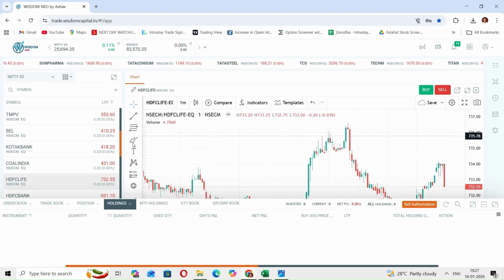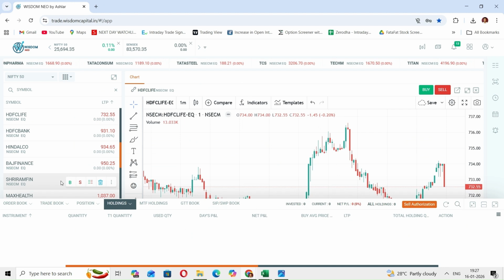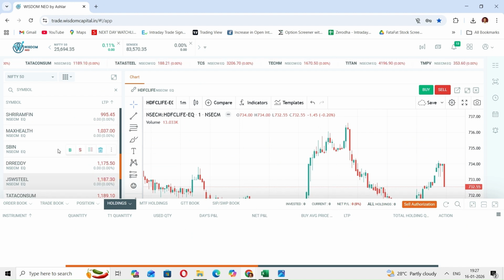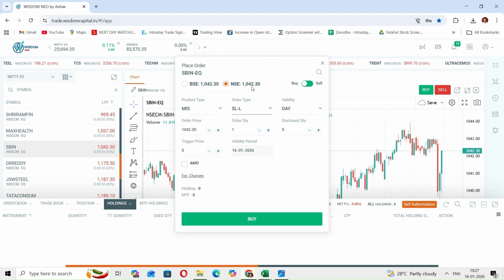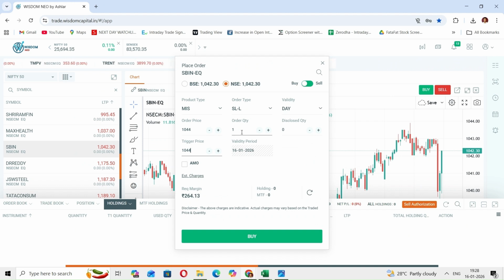Now let's move on to the last trade. Let's take an example of SBIN. MIS, SLL. Suppose here I want to take a buy trade. Current price is 1042.3. As per setup, my buying price is around 1044, for example. I'm not explaining the setup or chart here because everyone knows how to check the chart and which price we should take for taking a trade. So suppose my buying price is 1044.